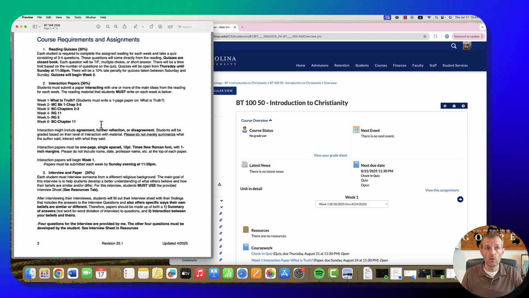They're going to be open from Thursday until Sunday night when they're due. They're going to begin week 2, because I recognize some of you may not be able to get all of your books in by week 1. So week 2 is when those are going to start.